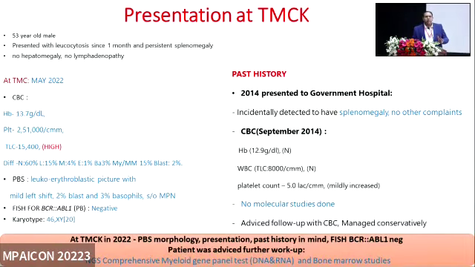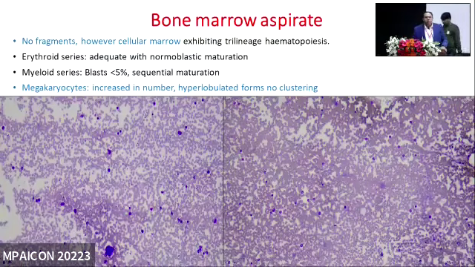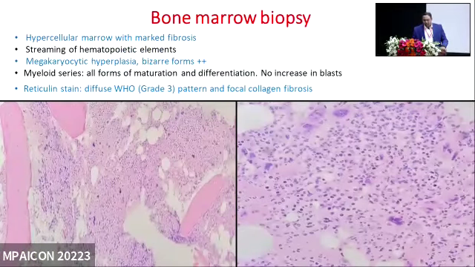With this peripheral blood presentation and past history in mind, and FISH for BCR-ABL being negative, the patient was advised by our clinicians to go ahead with bone marrow studies and an NGS comprehensive panel. Bone marrow was done. It was cellular. The aspirate showed an increase in megakaryocytes with hyperlobated forms. No clustering was seen.